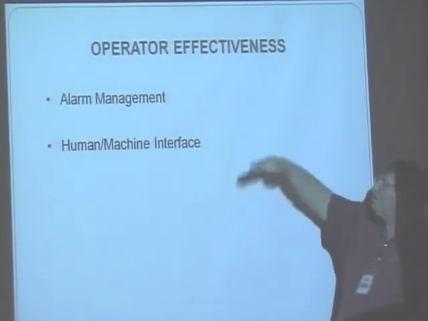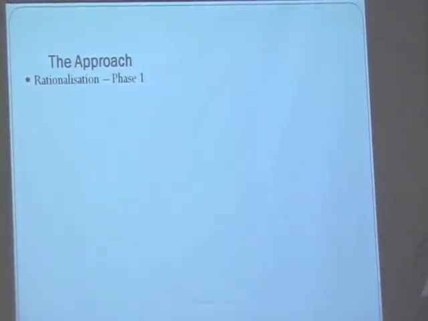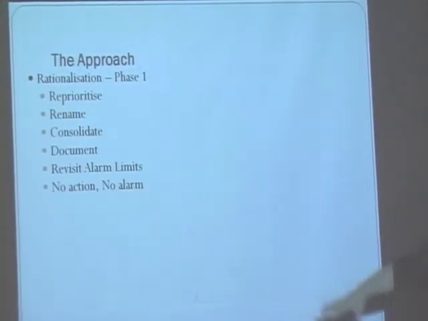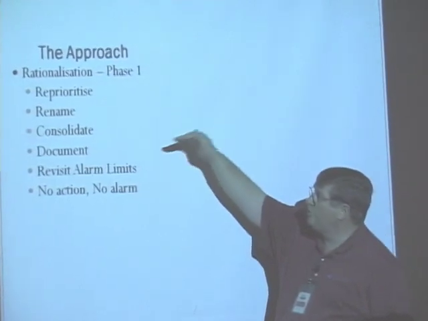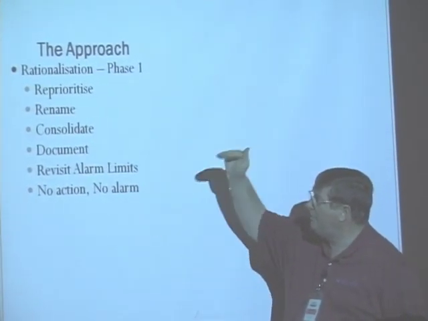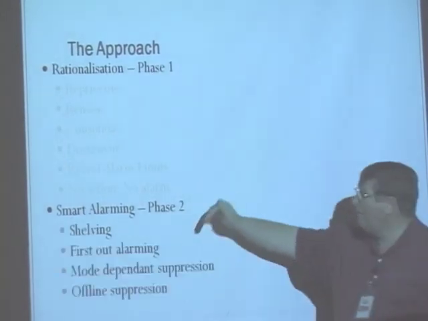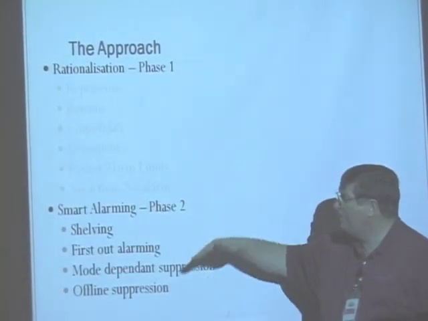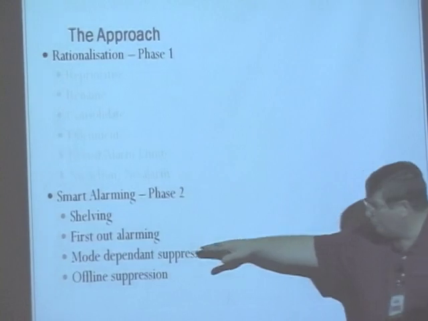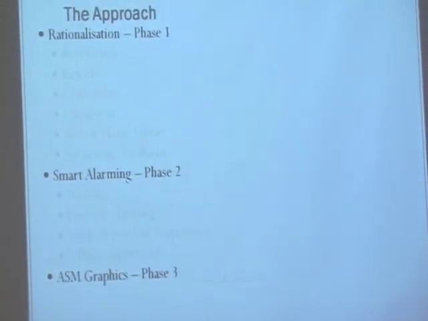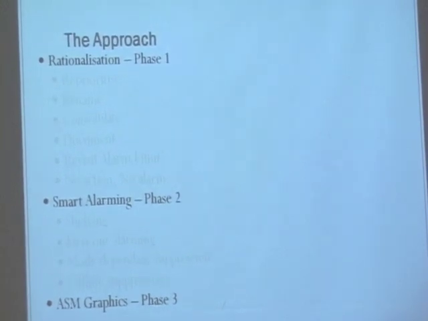So we went through a strategy of looking at alarms and graphics. First of all, rationalization of the alarm system, where we reprioritized, renamed, consolidated, documented, and revisited alarm limits. No action, no alarm, got rid of it. Then we went to smart alarming, where we looked at how we shelve alarms, first out alarming, dynamic suppression, and then offline suppression. So we got rid of some of those standing alarms.